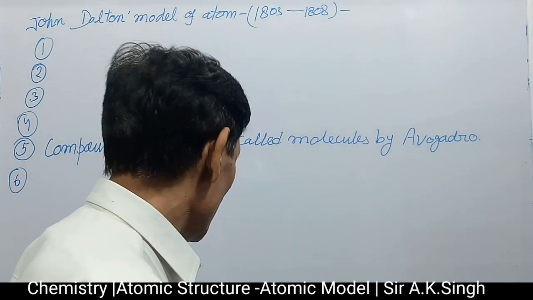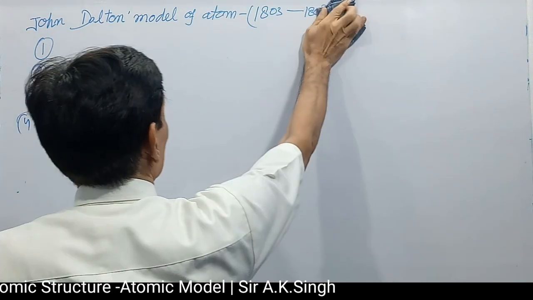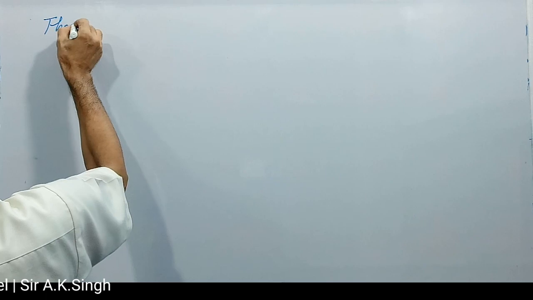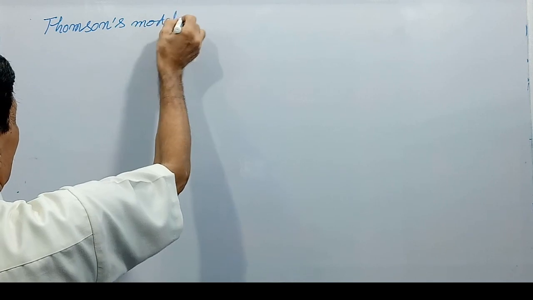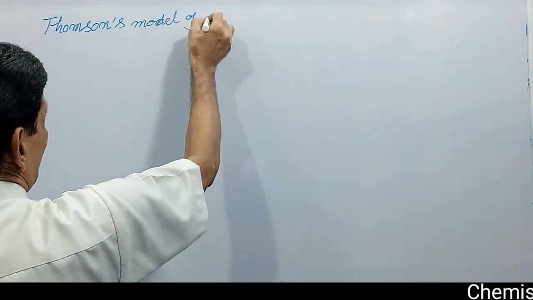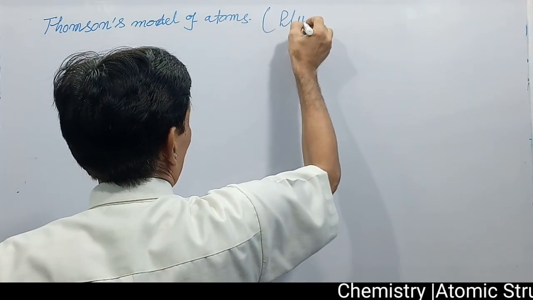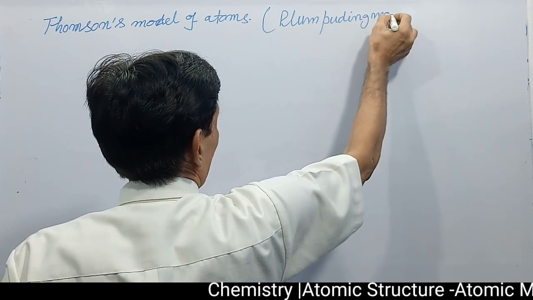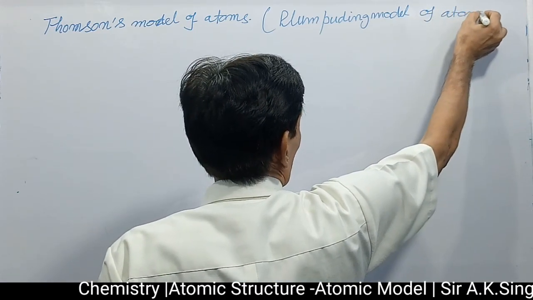Now, next, let us see the plum pudding model of the atom by J.J. Thomson. Thomson's model of atom, you can say the plum pudding model of atom.